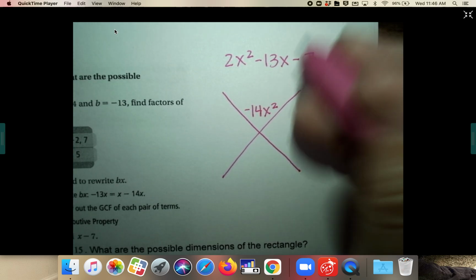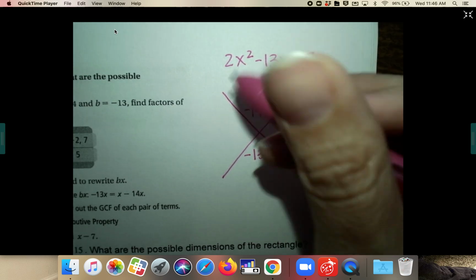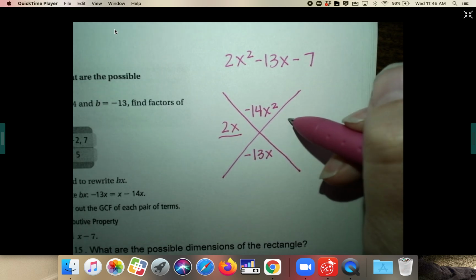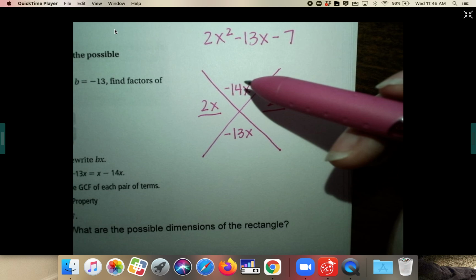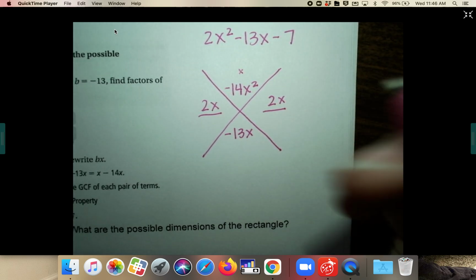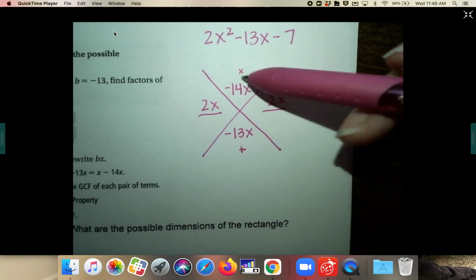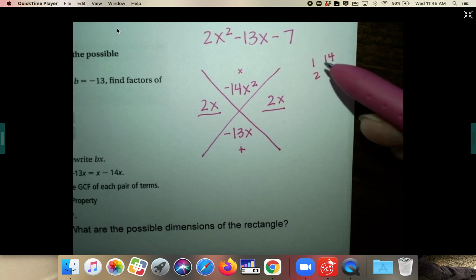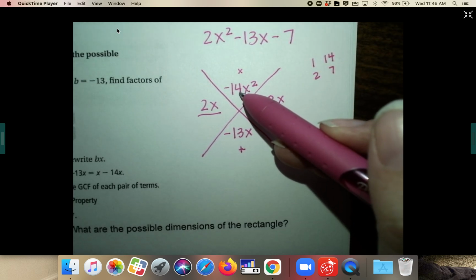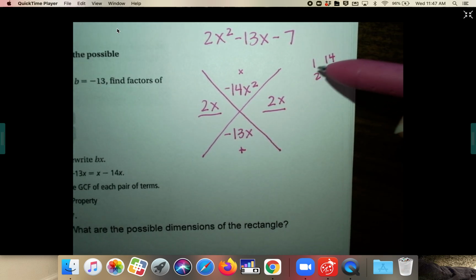My b term is negative 13x. A is 2, and we're going to use 2x over, 2x over. And now we need to come up with what we can multiply to get negative 14 and add to get negative 13. There's only a few factors of 14. There's 1 and 14, and there's 2 and 7. These are the only things that you can multiply to get 14. Now, I need to get a negative 14, so technically one of these is going to have to be negative. So let's think that through too.